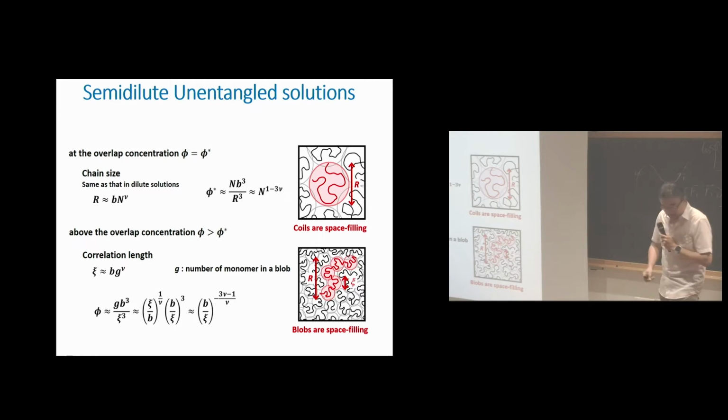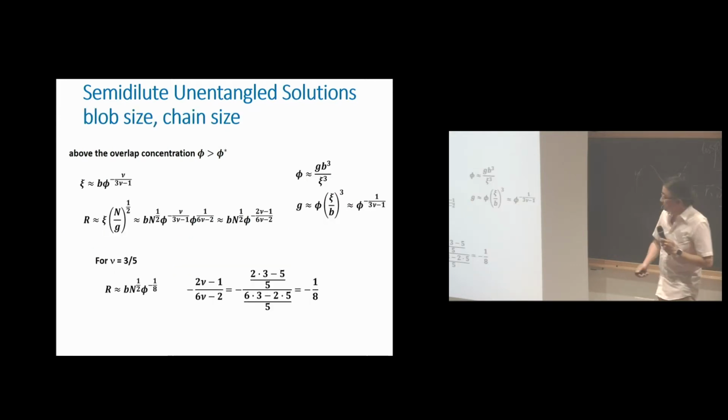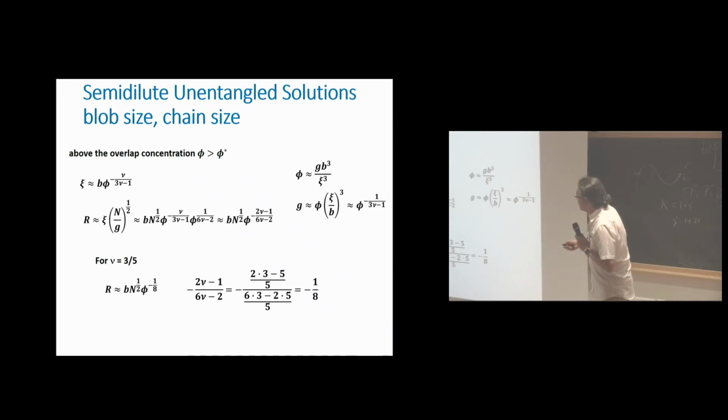Okay, so from this relation, we can have this relation. I think Professor Grossberg has shown already that ξ is the product of the monomer size b and the concentration dependent part, φ to the power ν over 3ν minus 1. And then g can also be a function of φ.